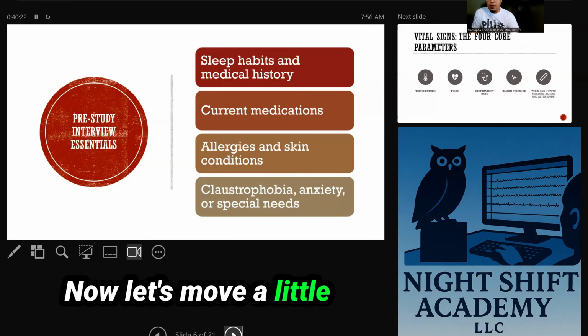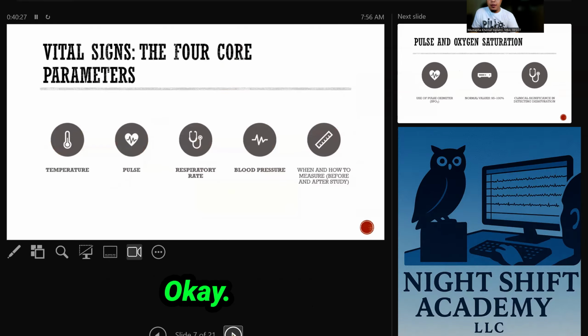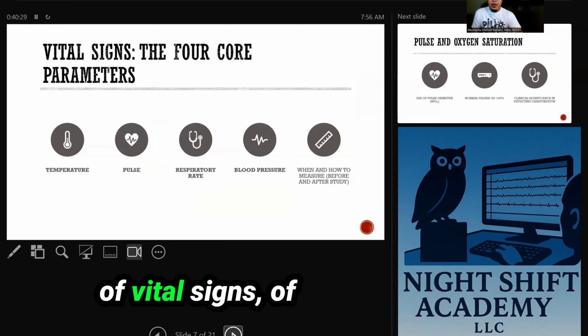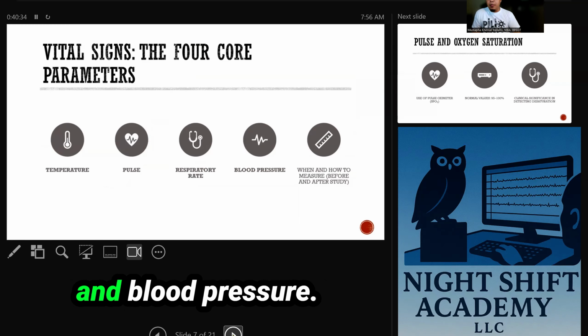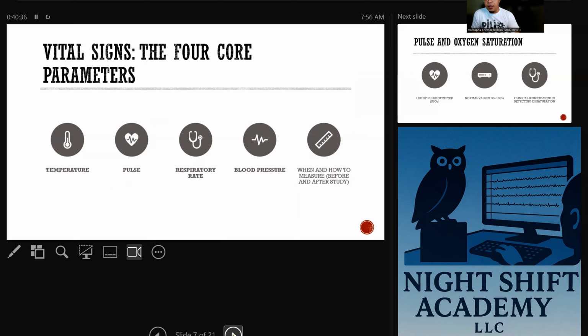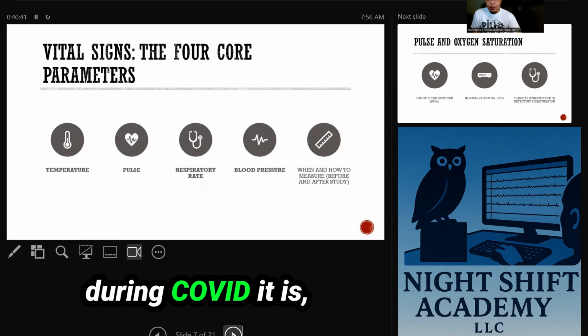Now let's move a little bit quicker and talk about the vital signs. Okay, the 4 core parameters of vital signs, of course, are temperature, pulse, respiratory rate, and blood pressure. Okay, temperature now is not really mandated. Before, during COVID, it was.